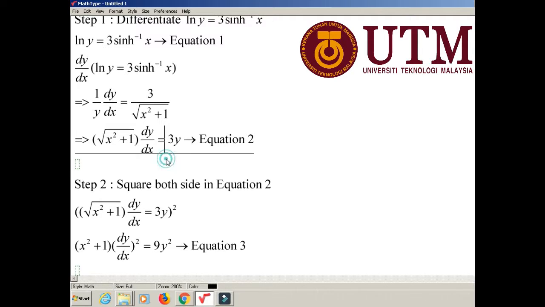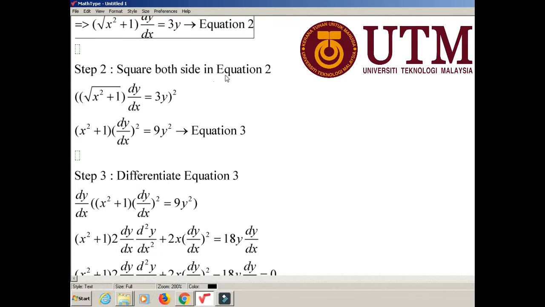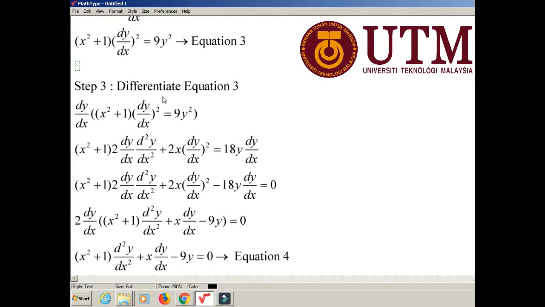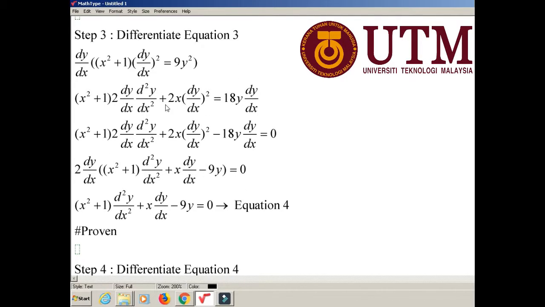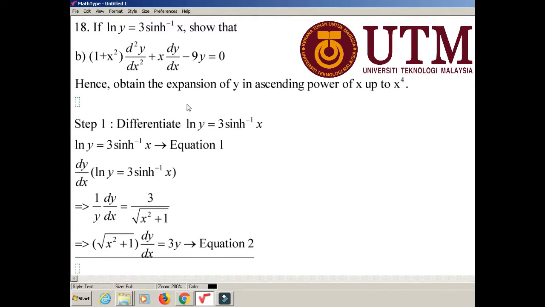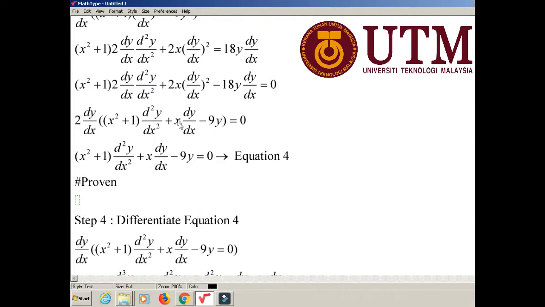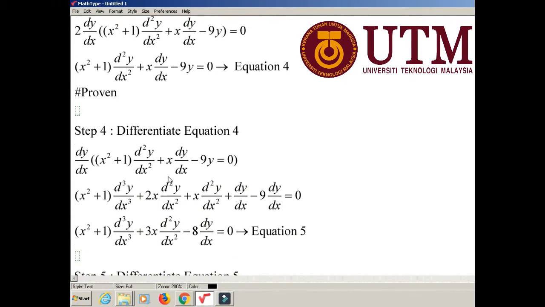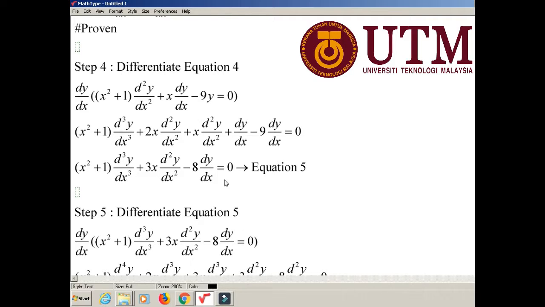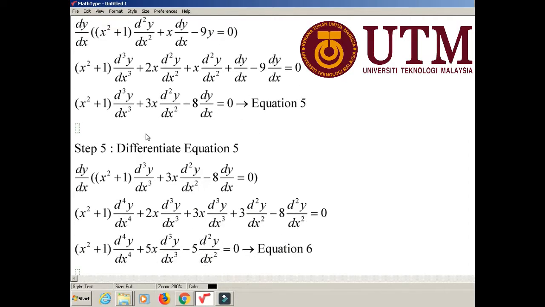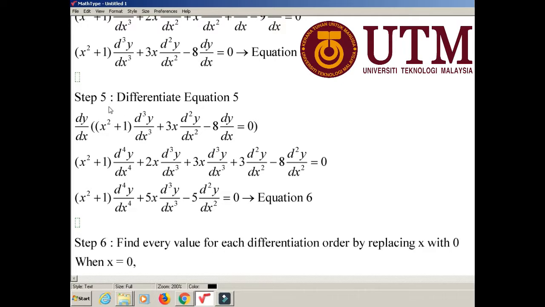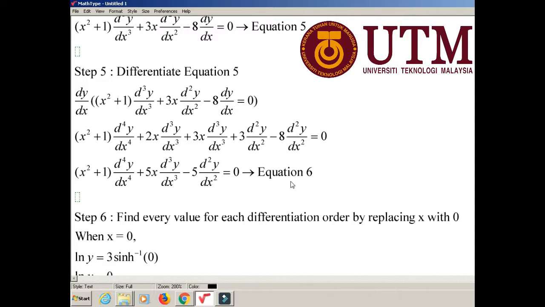This is the second equation, and then we need to square both sides. After we square it, we get equation number 3, and then we differentiate equation number 3. After we differentiate and simplify it, we get equation number 4, and we prove that this is the same. Okay, right now we continue with step number 4. We differentiate it again, so we will get the third order over here. So we form equation number 5 after we simplify it. Okay, now we continue with step number 5. We differentiate it again. And finally, we will get equation number 6 that has the fourth order derivative.